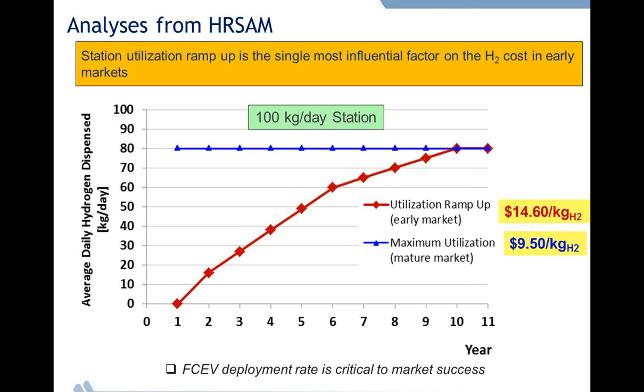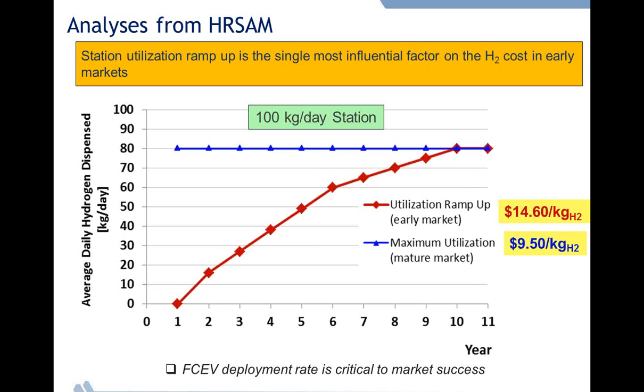However, we know that stations will be deployed first, vehicles will come next, and the deployment rate will impact how you ramp up the utilization of the stations. Of course, the more you sell, the better your bottom line, and you can spread your capital and depreciate your equipment over a large amount sold over the project period, and therefore the impact on the cost of hydrogen could be dramatic. The takeaway message here is that the deployment rate of vehicles is very critical to market success.